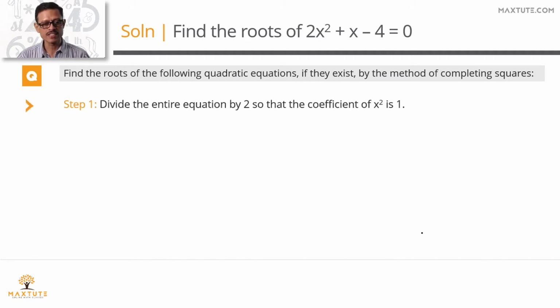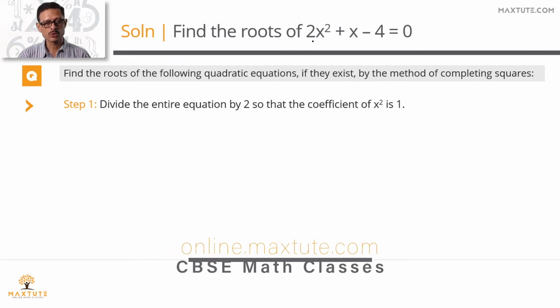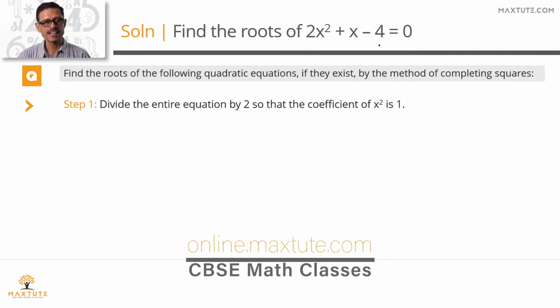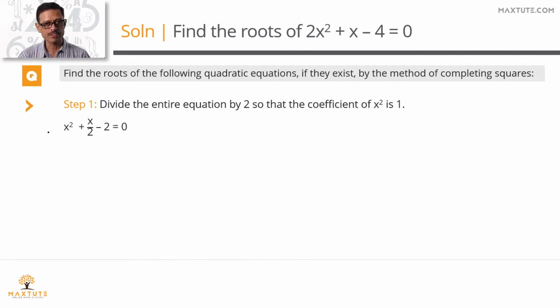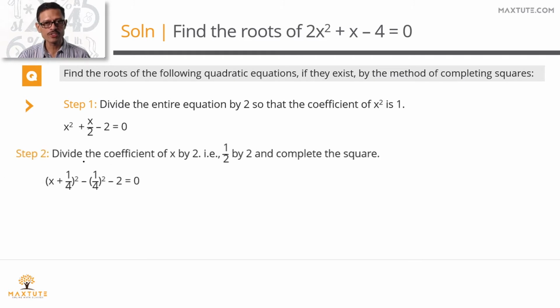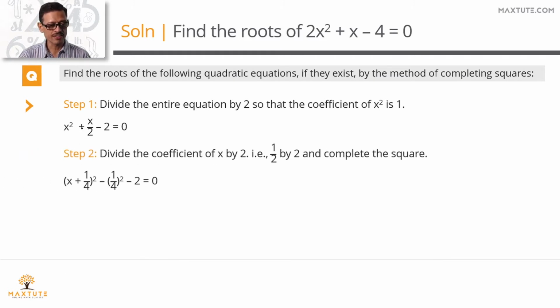Any completing squares, we said, is a two-step process. Step 1, make the coefficient of x square a 1. To make that happen, we're going to divide this entire equation by a 2. So this is the resultant equation. Step 2, divide the coefficient of x by 2 in this resultant equation. Coefficient of x is equal to half, divided by 2. So you'll get a value which is equal to 1 by 4.